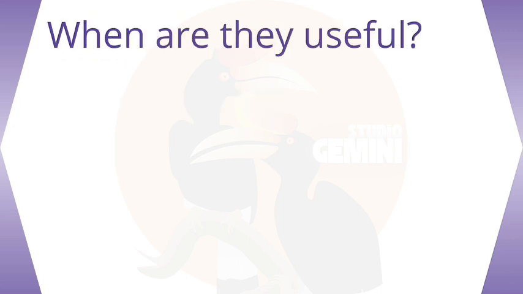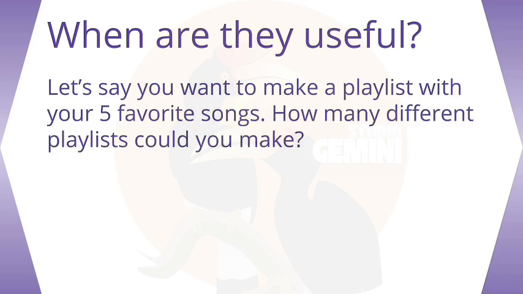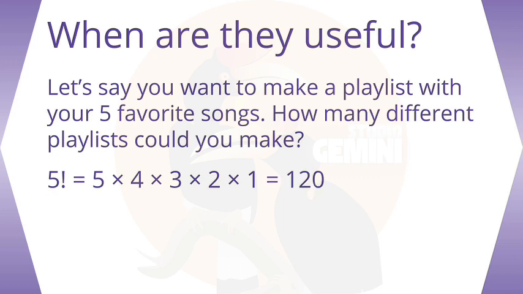Factorials are often used when calculating the total number of ways a set of items can be reordered. Let's say you want to make a playlist with your 5 favorite songs. How many different playlists could you make? The answer is 5 factorial, which is 5 times 4 times 3 times 2 times 1. That's 120 different playlists.